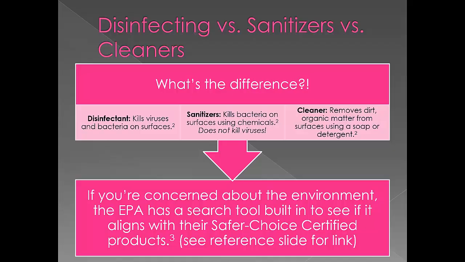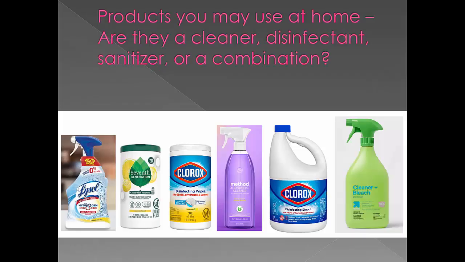If you're concerned about your environment, the EPA, the Environmental Protection Agency, has a search tool that's built in to see if it aligns with their Safer Choice certified products. There's a link on the reference side if you'd like to look up your products. Here are some products that you may use at home. You may want to look at them a little bit closer. Are they a cleaner, a disinfectant, or a sanitizer, or a combination?